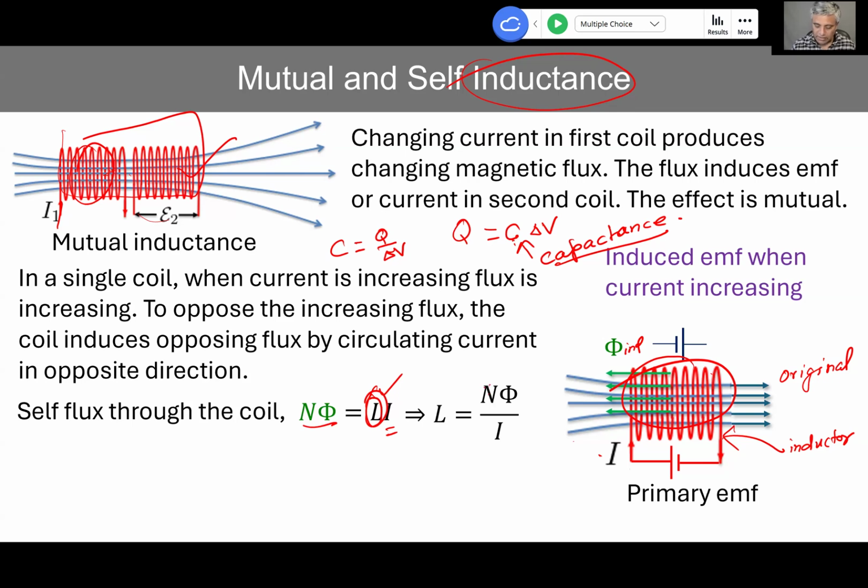Here, N is the number of turns in the coil, and this is the inductance. We learned that capacitance depends on the size and shape of the plates that we use to make the capacitor. Just like the size of a garbage can does not depend on how much garbage, or charge, we put in.